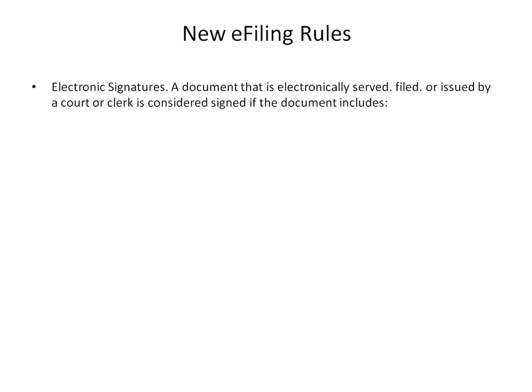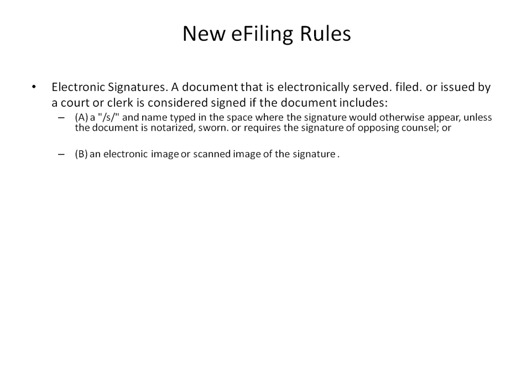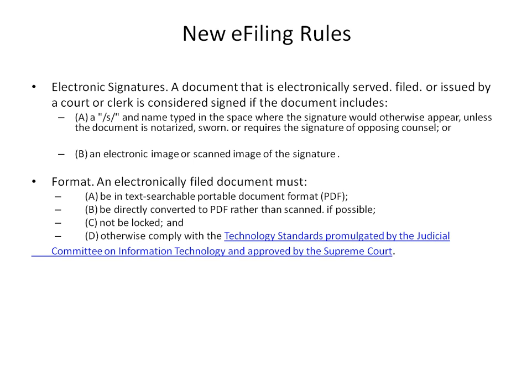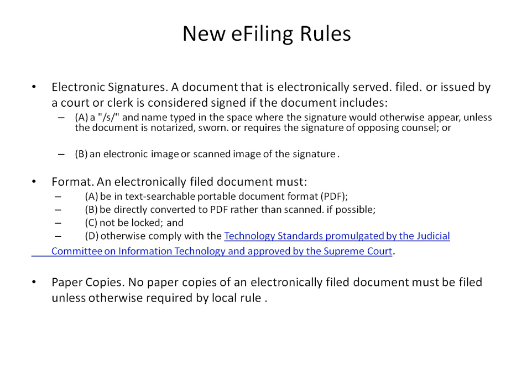A document that's electronically served or filed needs to be signed by placing a /s/ with your name typed in the space where your signature would be, or otherwise affixing an electronic or scanned image of your signature. The electronically filed document must be text searchable PDF, directly converted to PDF rather than scanned, can't be locked, and should otherwise follow the technology standards set up by the JCIT. No paper copies of an electronically filed document must be filed.